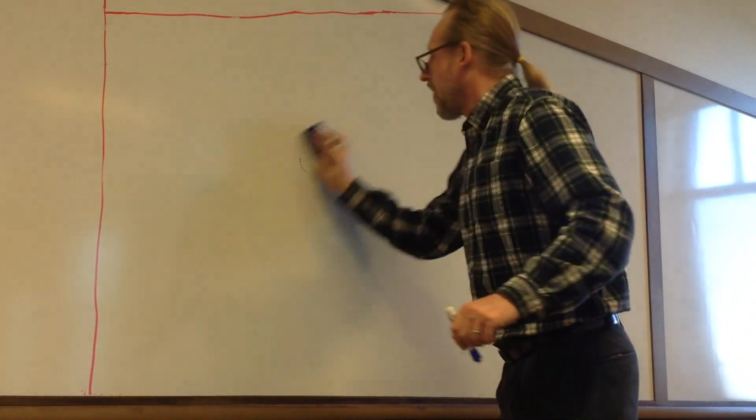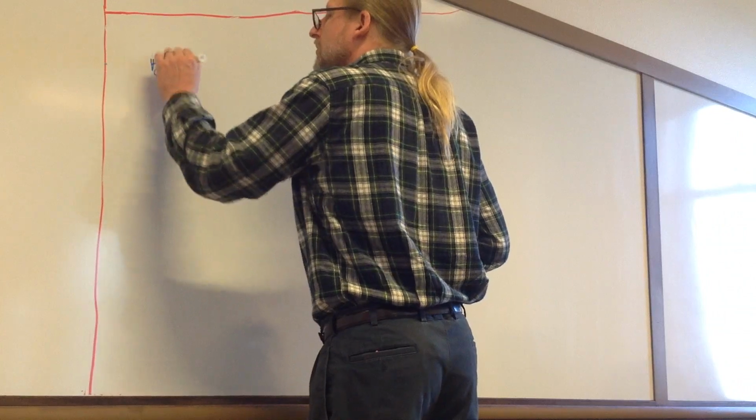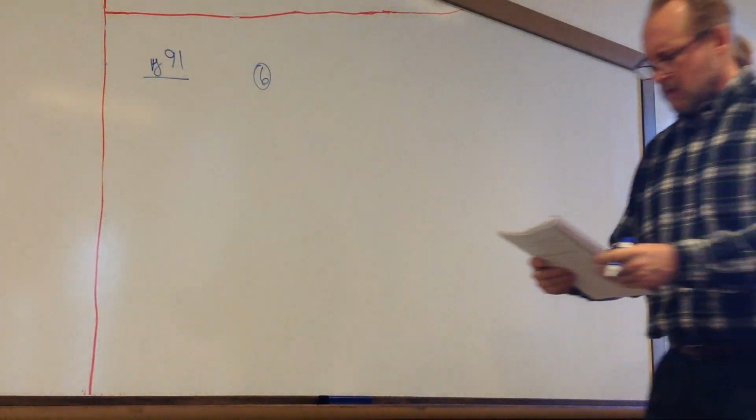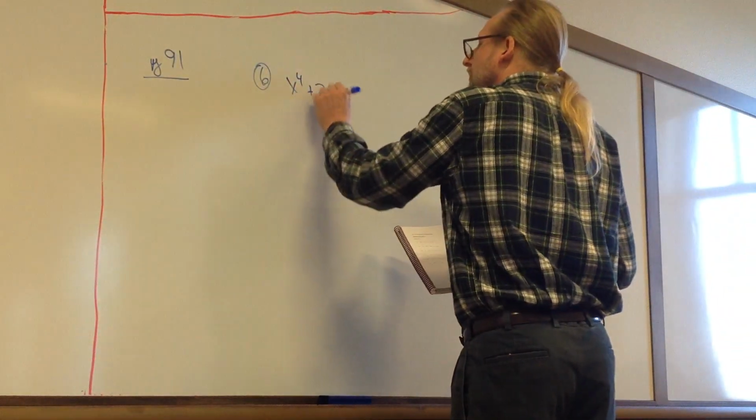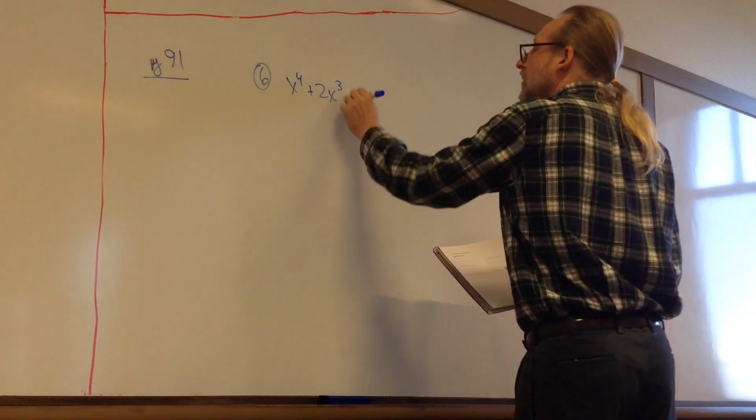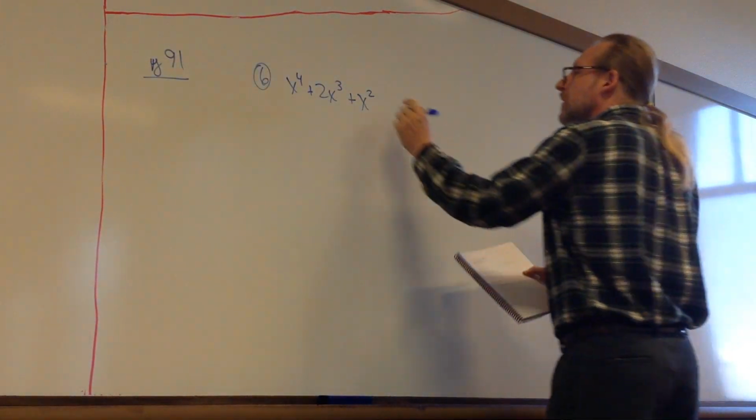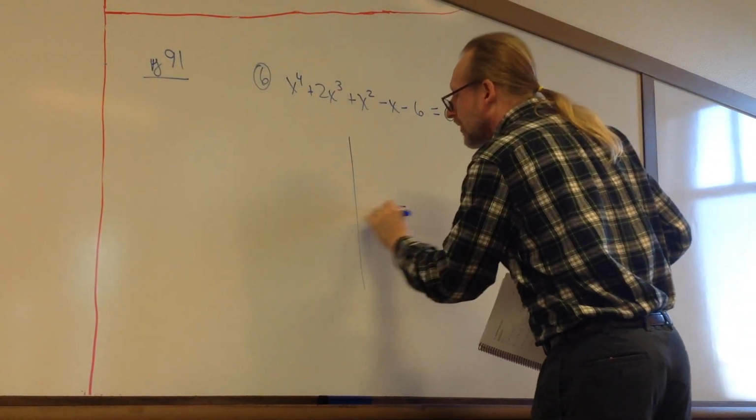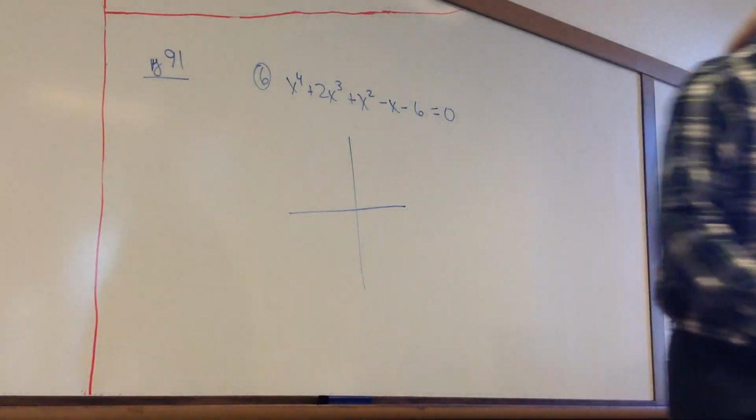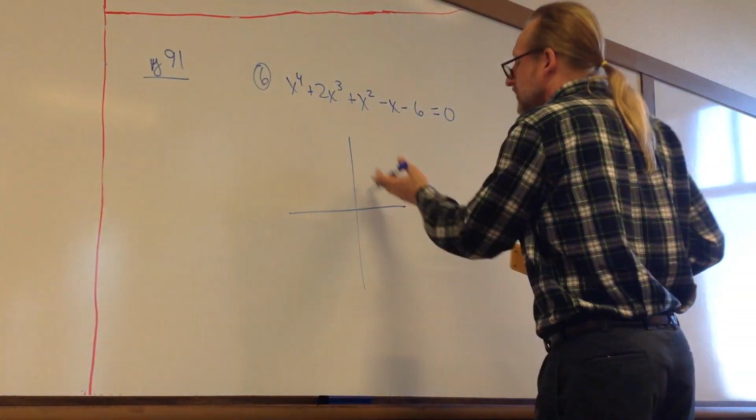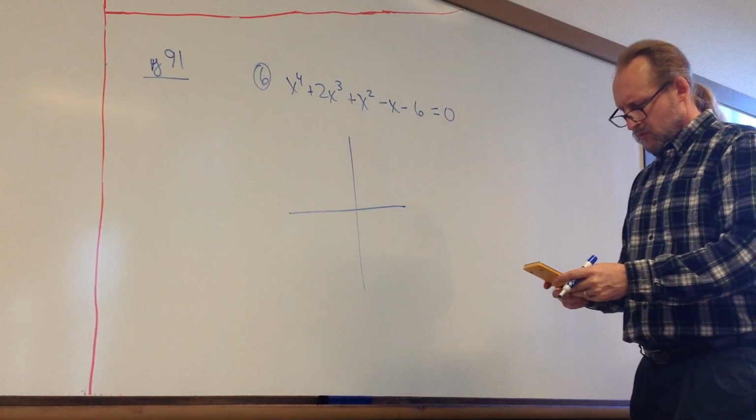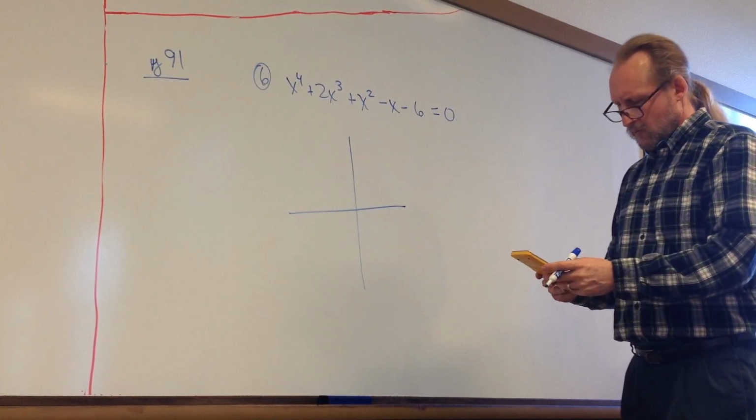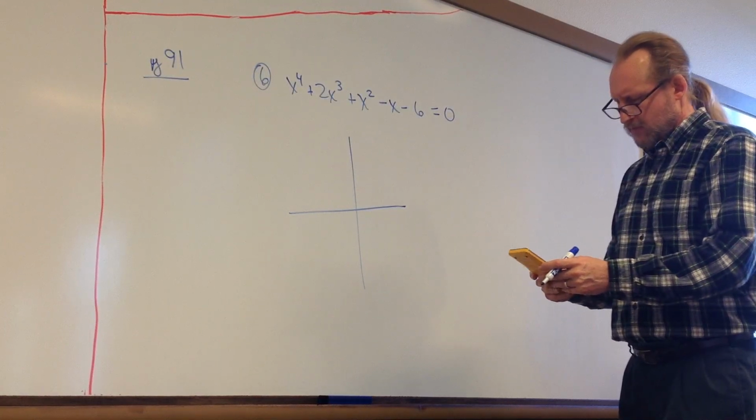Let's see here. So we're still on page 91. Problem 6 is x to the 4th plus 2x cubed plus x squared minus x minus 6 equals 0. So to solve this, we're going to graph the equation and then look for what x values are going to make y be 0. Okay, so x to the 4th plus 2x cubed plus x squared minus x minus 6.